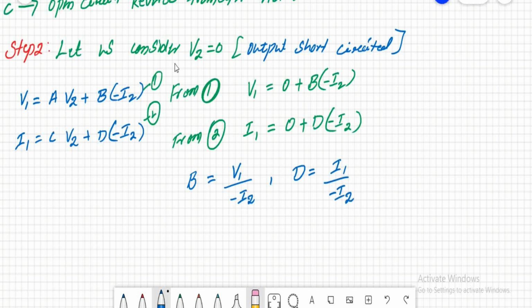So what is this B? B is a voltage by current. Here we got this one with the output short circuited. So we can consider it as short circuit reverse transfer impedance.